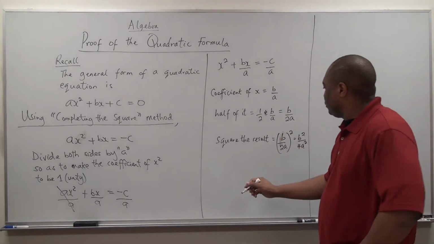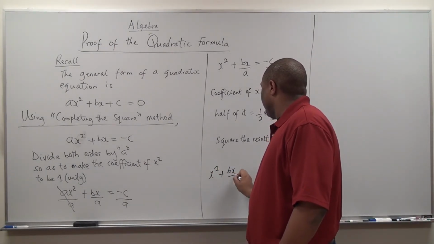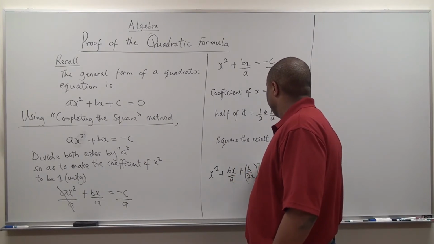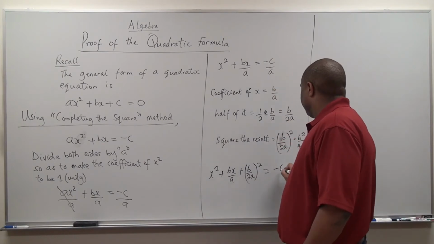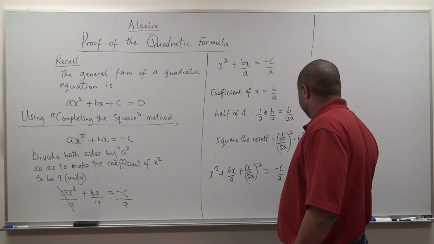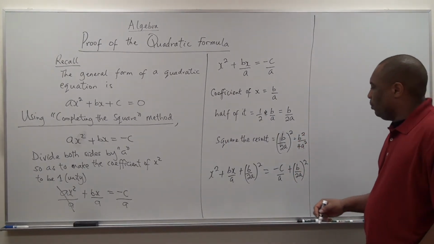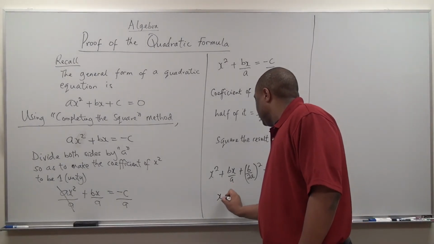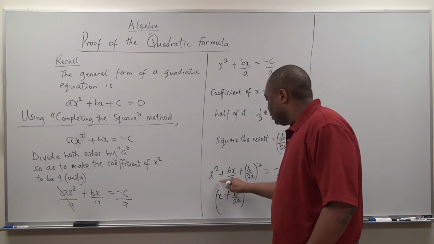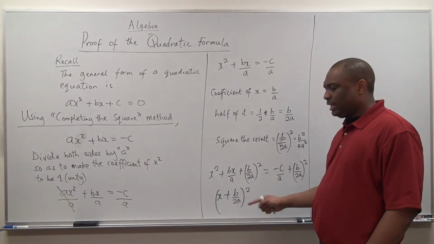So let's just add this. This is x squared plus bx over a plus b over 2a all squared is equal to negative c over a plus b over 2a all squared. So we now have it that x plus b over 2a all squared, because if you factor this out, it's going to give you this.